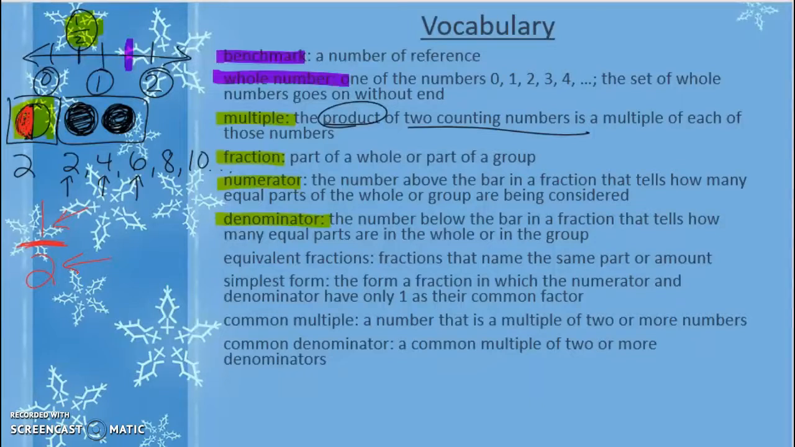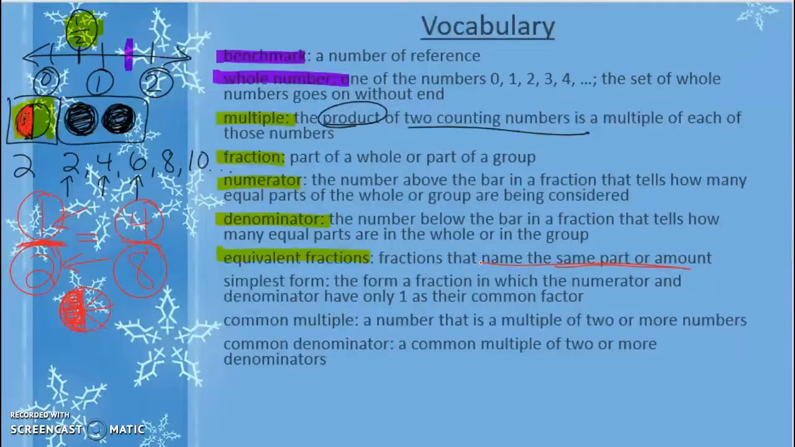Equivalent fractions. You will remember that equivalent fractions are fractions that are equal, or fractions that name the same part. So for example, here I have 1/2. What is equal to 1/2? 4/8. Why? 1 is half of 2, and 4 is half of 8. These 2 fractions are equal because if I were to draw a picture, you might notice that 4/8 looks the exact same as 1/2, and it's because they name the same part.